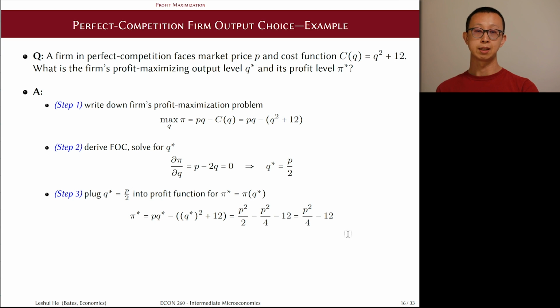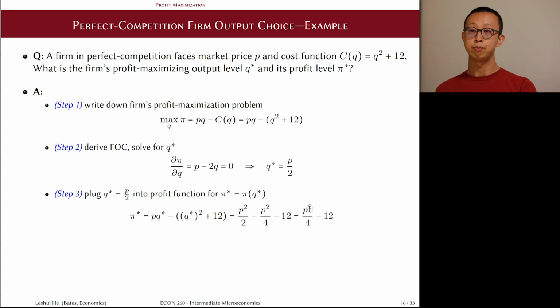Now, let's look at this expression for a second, which is a function of price. This profit function automatically builds in the firm's profit maximizing output choice, and it tells us what the highest level of profit the firm can earn when the price is at a level of P. And this is the profit the firm can make if it produces. However, it does not guarantee that the profit is positive.